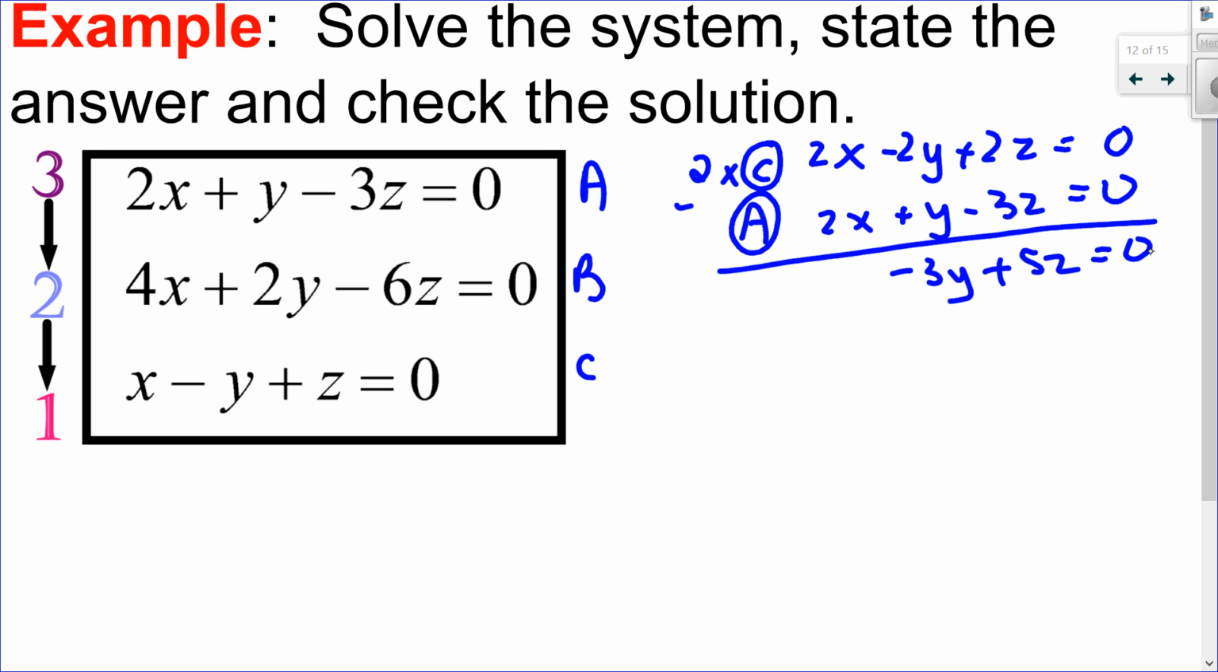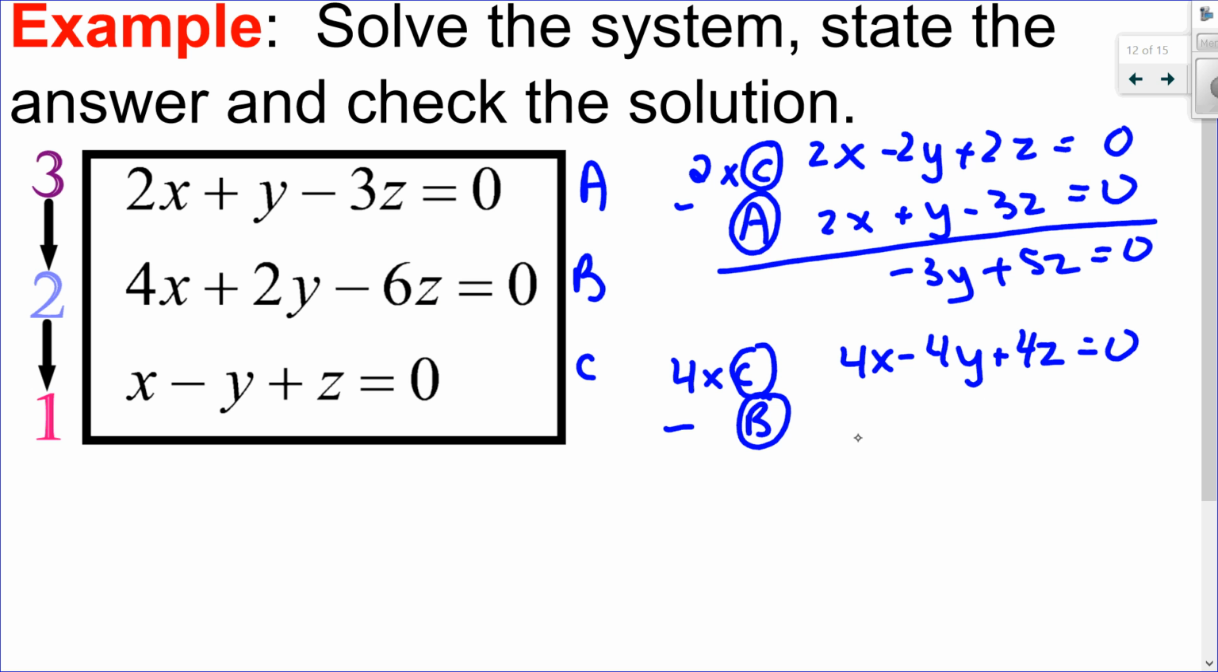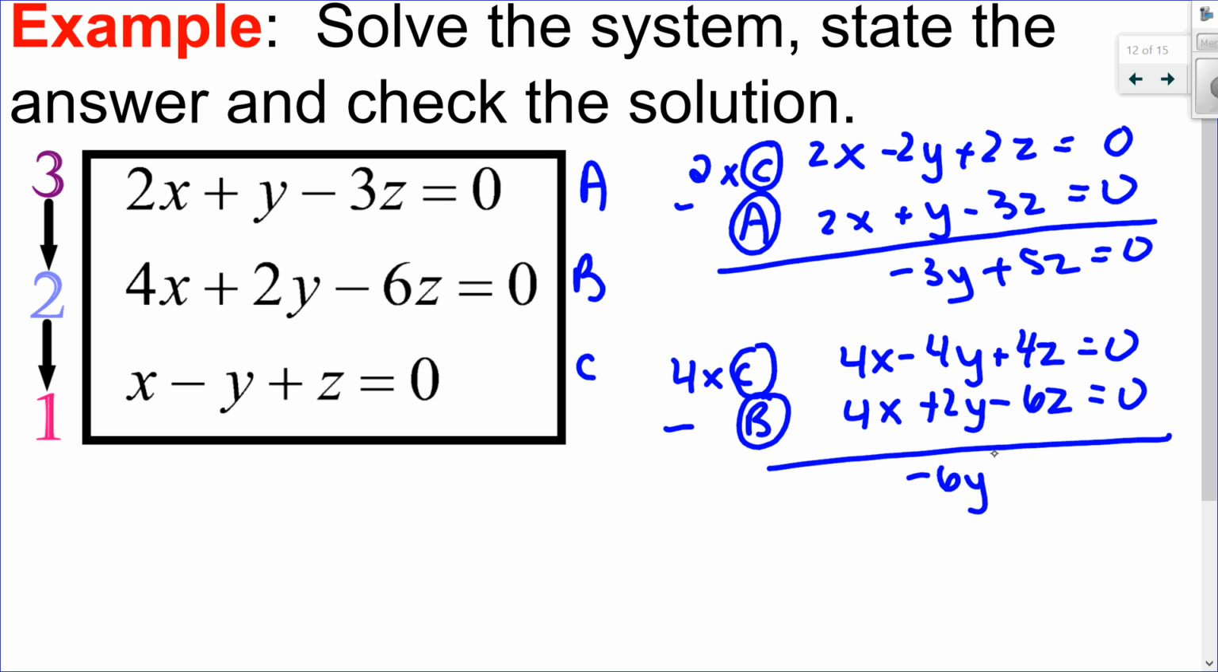Okay, let's do this again. So this time I'm going to do 4 times equation C, and I'm going to subtract from that equation B. So 4 times equation C, 4x minus 4y plus 4z equals 4 times 0 is still 0. And directly under that, I'll write my equation B. 4x take away 4x, 0, gone. Negative 4y take away 2y is negative 6y. 4z take away a negative 6z is a positive 10z. And 0 take away 0 equals 0.